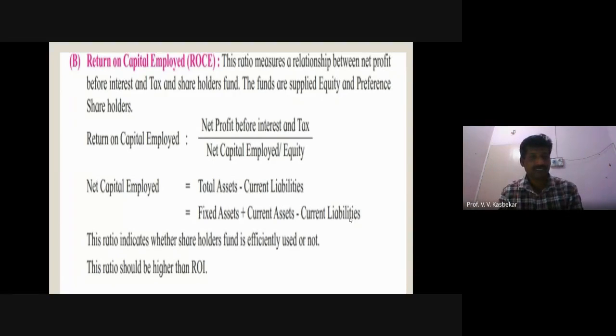Then return on capital employed is net profit before interest and tax divided by net capital employed or equity, whereas net capital employed will be total assets minus current liabilities, that is fixed assets plus current assets minus current liabilities. This ratio indicates whether shareholders' funds are efficiently used or not. This ratio should be higher than ROI.